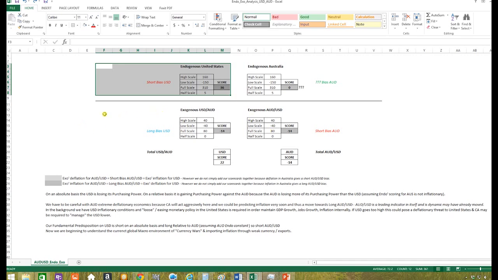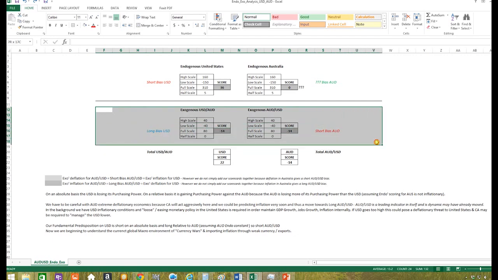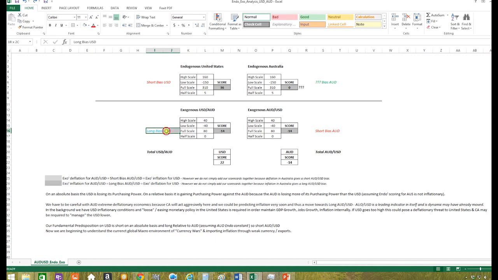So when we do our exogenous analysis against the Australian dollar, or against any other currency, where we end up with a long bias in the US dollar, at the moment we have to be a bit careful that if the US dollar goes too high in value, it could be a deflationary threat to the United States, and central authorities will have to get involved to manage the US dollar lower.